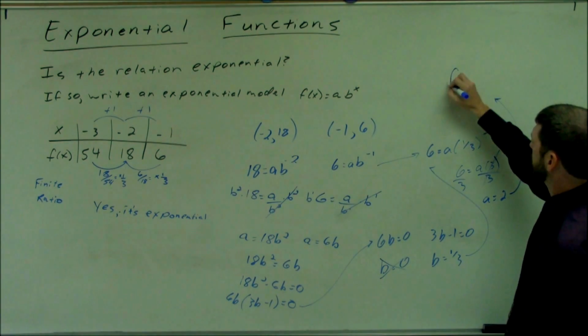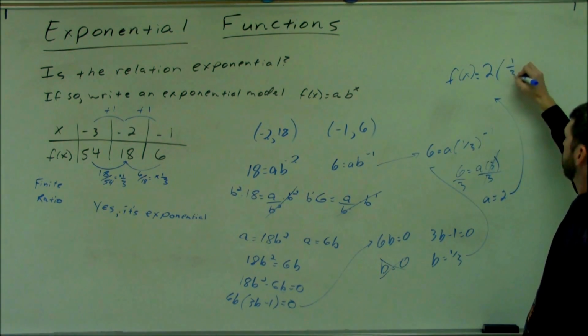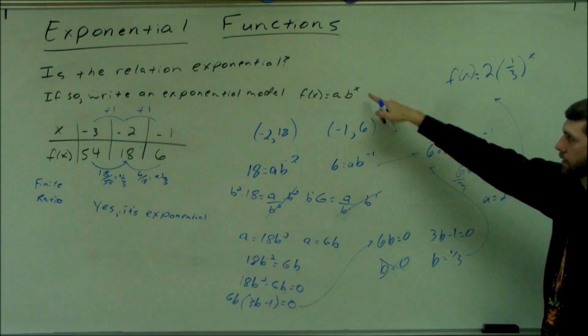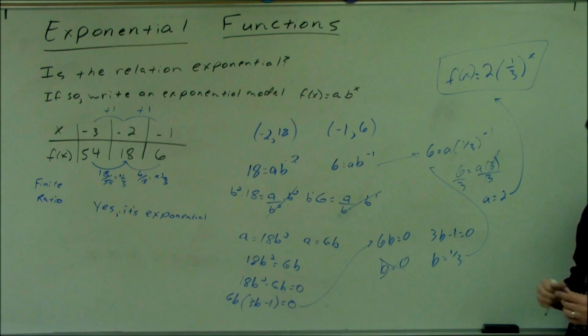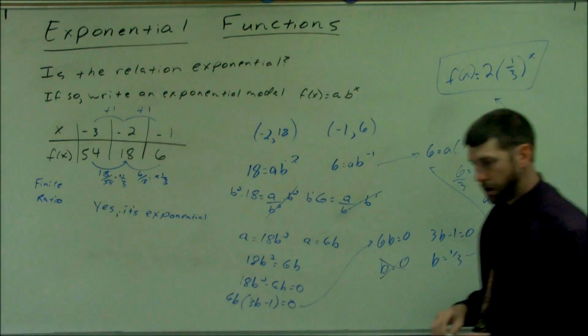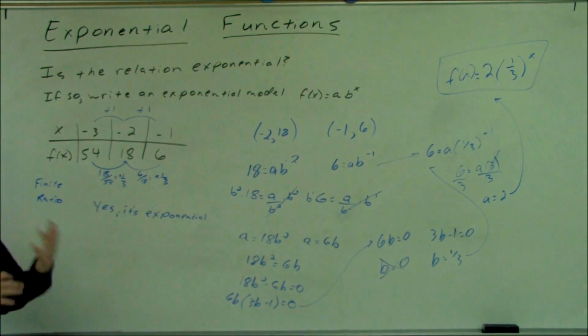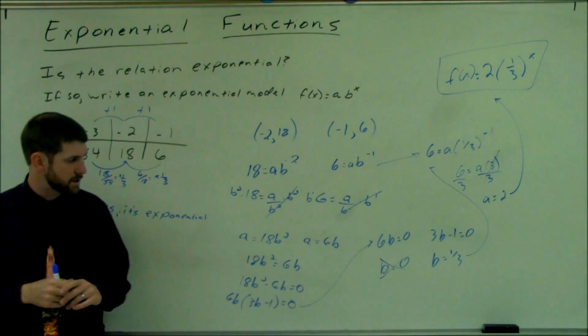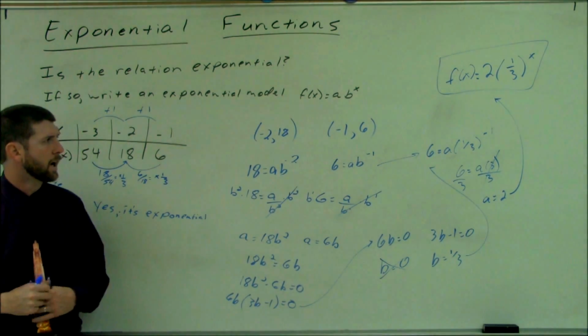So now we put it all back together. F of x equals a is 2, b is the third, raised to the x power. So that's how we take 2 points and turn them into an exponential model after we've recognized that they are indeed exponential. So that's all it takes to create an exponential model is 2 points. So it's just a quick little substitution technique.